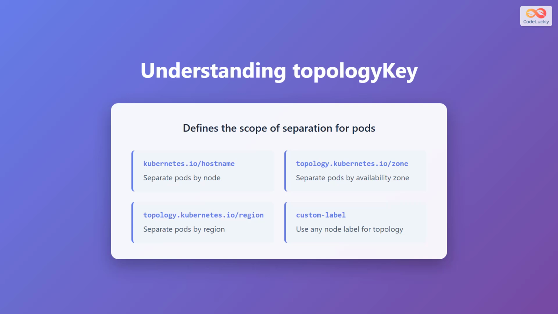The topology key is a critical component that defines the scope of separation for your pods. It references a label on your nodes to determine what constitutes a separate topology domain. The most common topology key is kubernetes.io/hostname, which separates pods by individual nodes. For zone-level separation, use topology.kubernetes.io/zone, which keeps pods in different availability zones. For region-level separation, use topology.kubernetes.io/region. You can also use any custom label on your nodes as a topology key, giving you complete flexibility in defining your separation boundaries.